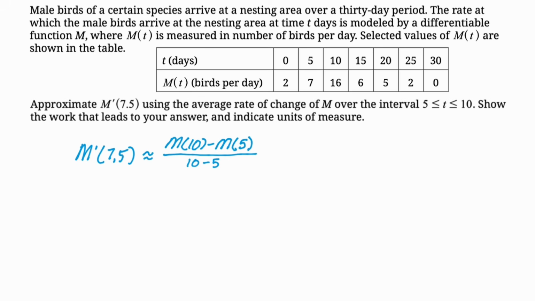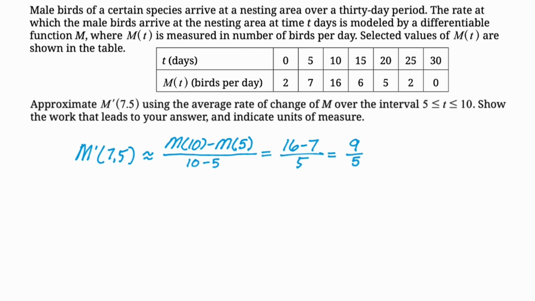This seems to be a thing they're doing on the modern exam where they tell you exactly what interval to use. Didn't used to be that way, but it seems to be now. Now we just pull the values from the table. So at 10, it's 16. At 5, it's 7. And then 10 minus 5 is 5. So we get 9 over 5.